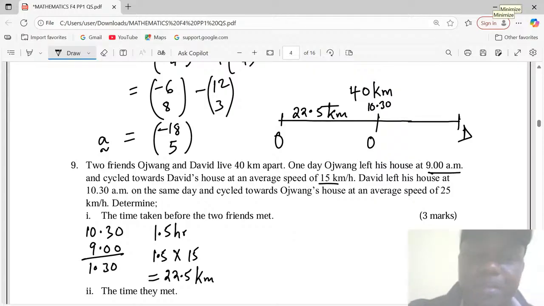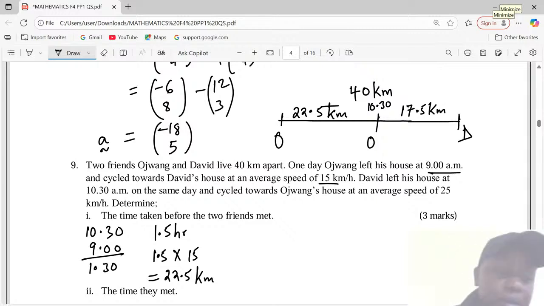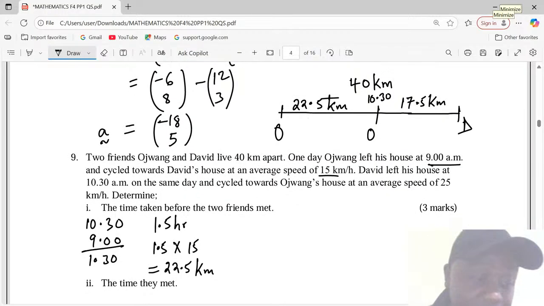So the distance remaining is 40 minus the distance covered. The distance between them now, by the time David is starting, is 17.5 kilometers, because I'm taking 40 minus 22.5. Therefore, we have a distance of 17.5 kilometers between these two gentlemen, and that is by 10:30 a.m.